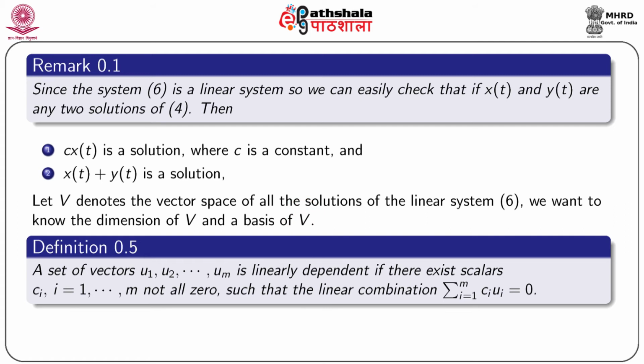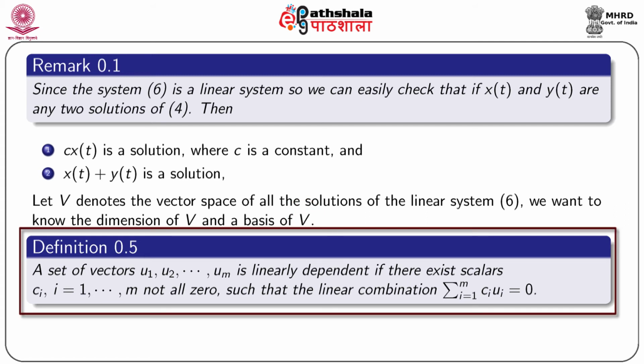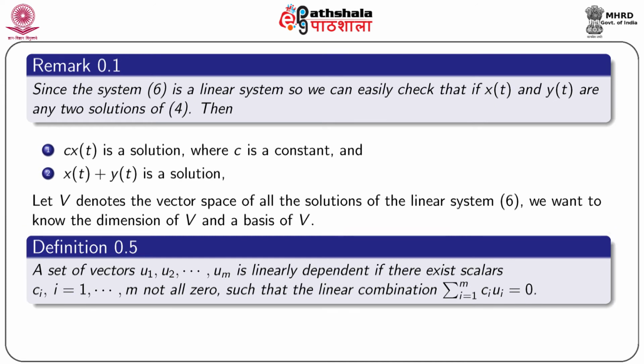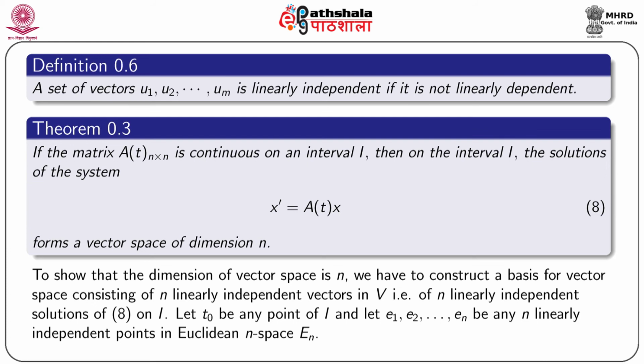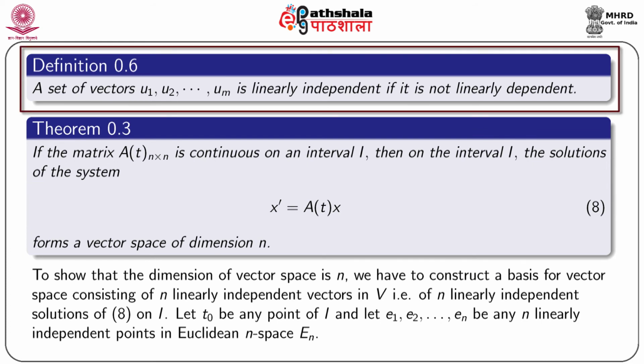Next, we define linear dependence of vectors. A set of vectors u1, u2, ..., um is linearly dependent if there exist scalars ci, i equal to 1, 2, ..., m, not all zeros, such that the linear combination summation i equal to 1 to m of ci ui is equal to 0. A set of vectors u1, u2, ..., um is linearly independent if it is not linearly dependent.